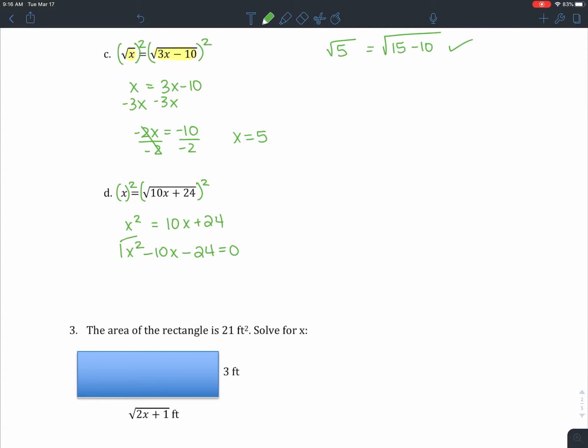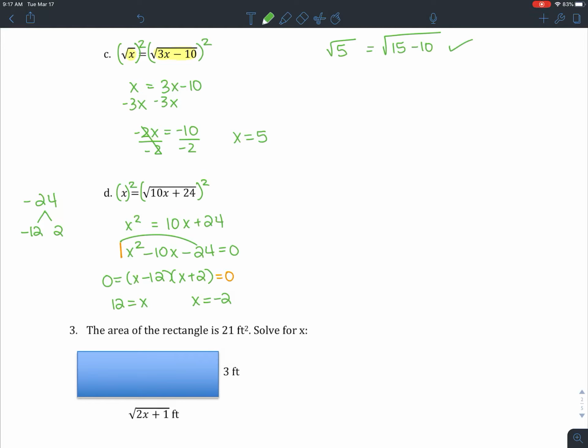Now, 1 times -24 is -24. Two numbers that multiply to that are -12 and 2, and they both add to -10. So we get x minus 12 and x plus 2. Now, if I come back and I divide by 1 because my leading coefficient was 1, that doesn't change anything. So I'm just going to erase that. Oops. So if we set these both equal to 0 and solve, I need to add 12 here, and I need to subtract 2 here.